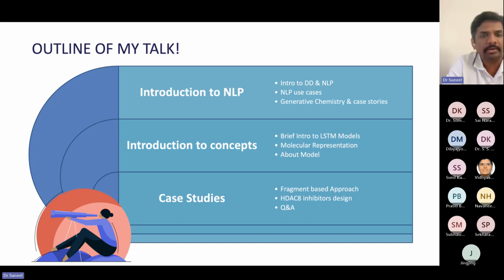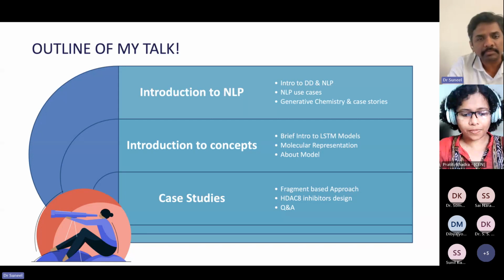So here is my outline of the talk. I'll start with the introduction to NLP. My brief talk starts with the drug discovery workflows, followed by the NLP use cases where natural language processing can be applied in drug designing and where currently I'm applying. One of my strongest zones in NLP is generative chemistry and transfer learning, and I'll show you some of the success stories of generative chemistry.